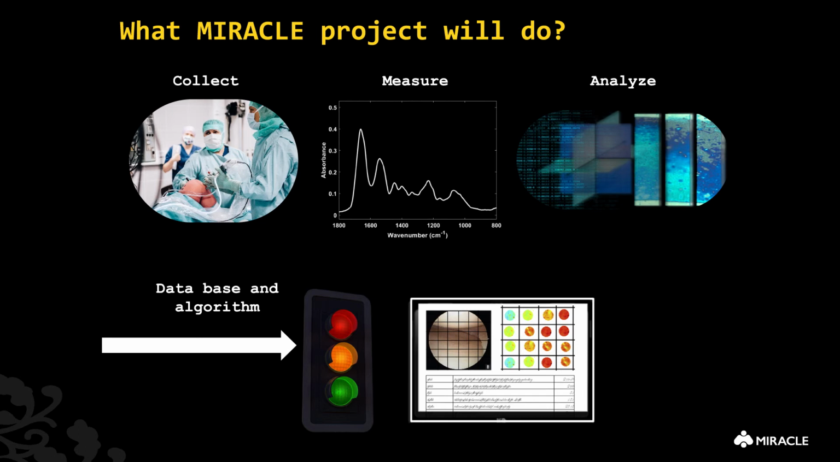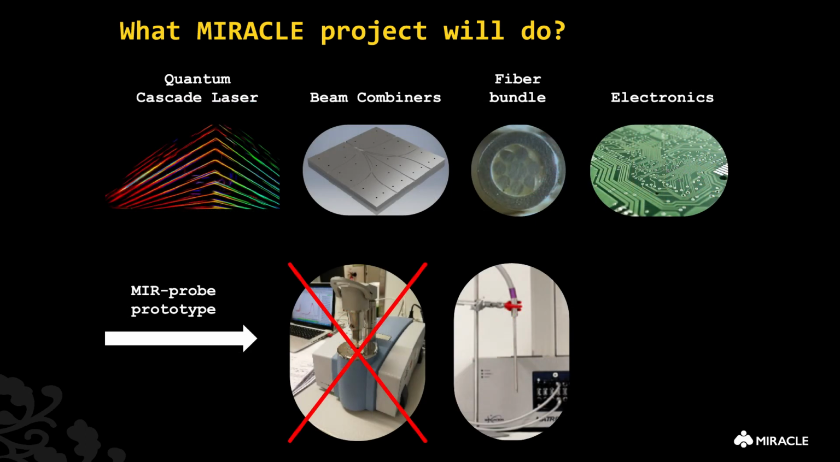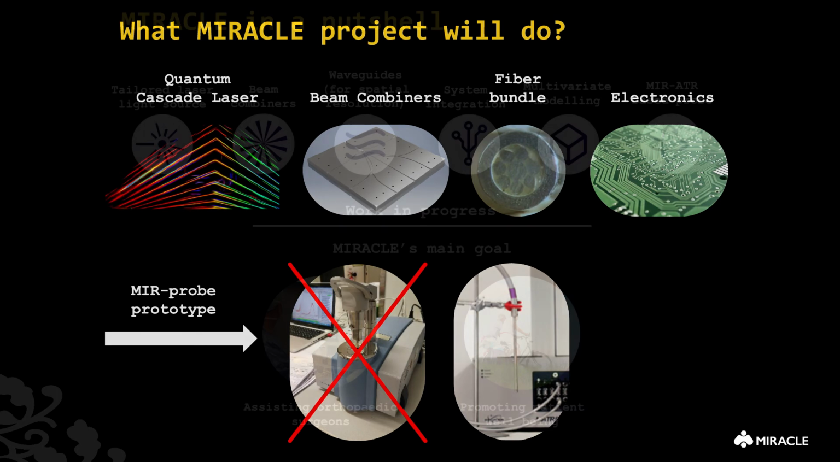Based on these results, Miracle Project will collect hundreds of samples, measure and analyze them, and once we have this large amount of data, we are able to create a color code for the doctor saying, okay, red is bad cartilage, needs repair, green is good cartilage, so they can make a better decision. At the same time, Miracle Project will develop advanced components to create a device that can be used by the doctors during the surgery, so the biopsy is not needed anymore, and they can make the decision right away in this only one surgery.